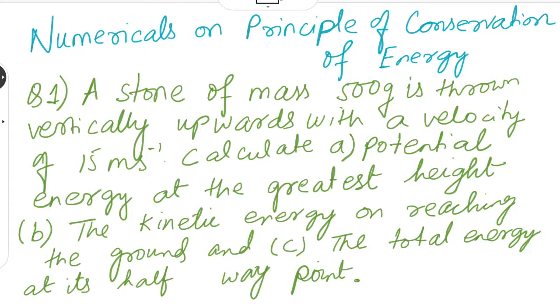So as you can see on the screen, I have written the first question. The question says, a stone of mass 500 gram is thrown vertically upwards with a velocity of 15 meter per second. Calculate potential energy at the greatest height and the kinetic energy on reaching the ground. And also you will have to find the total energy at its halfway point.